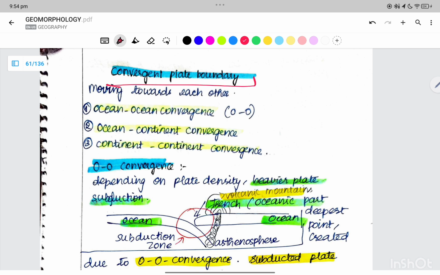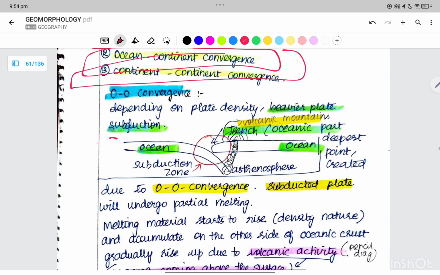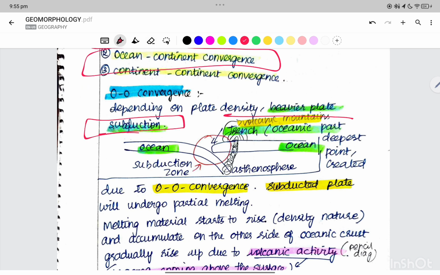Now we see a convergent plate boundary. Plates moving towards each other: ocean-ocean converging, ocean-continent converging, and continent-continent converging. When the ocean is converging, one plate is subducted and melts easily in the asthenosphere, again forming volcanic mountains, right? Depending upon the plate density, the heavier plate is the one which is going to go down for the subduction.